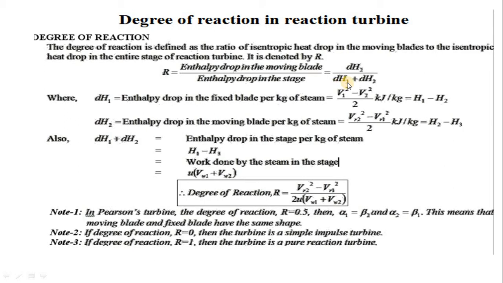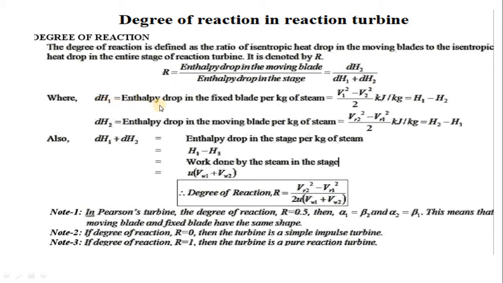For the stage we have to consider the heat drop in both cases, from nozzle to moving blade as well as from moving blade to fixed blade. Again I repeat, if you want to calculate the enthalpy drop in the stage, first you have to consider the enthalpy drop in the first stage as well as the enthalpy drop in the second stage. You will get this at the end. So the enthalpy drop in the moving blade is designated by dH2, and the enthalpy drop in the stage is denoted by dH1 plus dH2. It includes both stages.